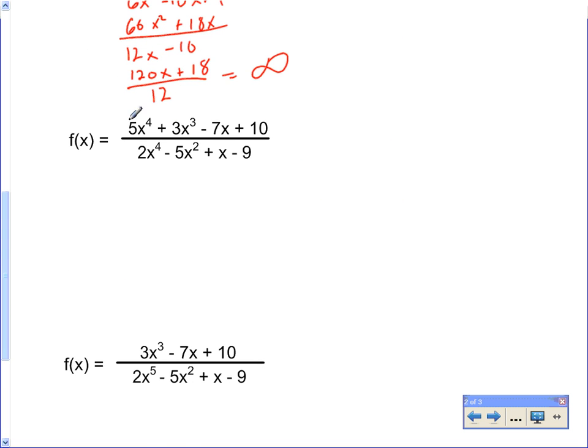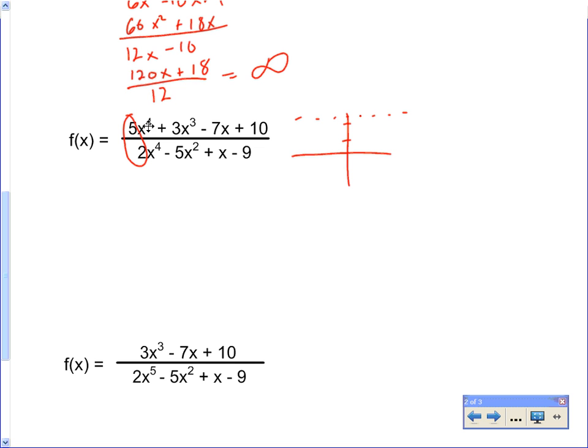Okay, so here our old rule would tell us we have the same power, so we're going to approach the fraction we get with our leading coefficients. So we're going to have a horizontal asymptote at 5/2. At 5 halves, I would have this horizontal asymptote, and I'd be approaching that as we shoot towards infinity.